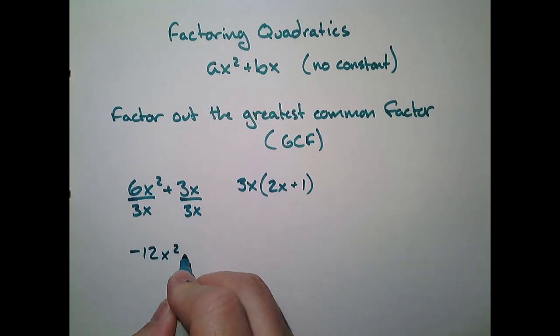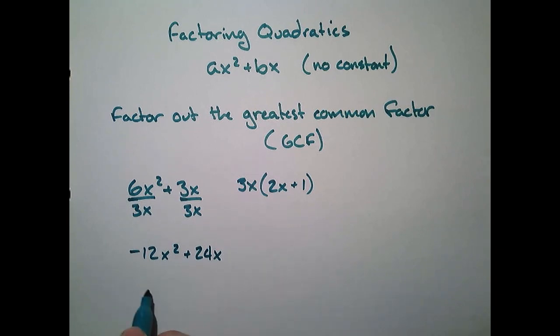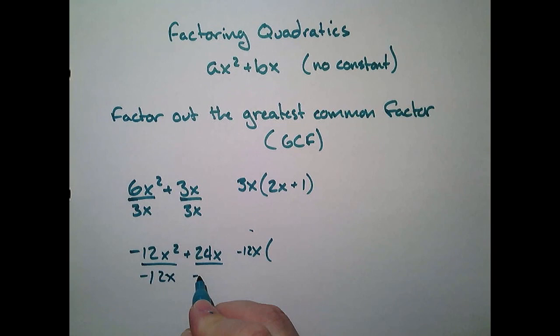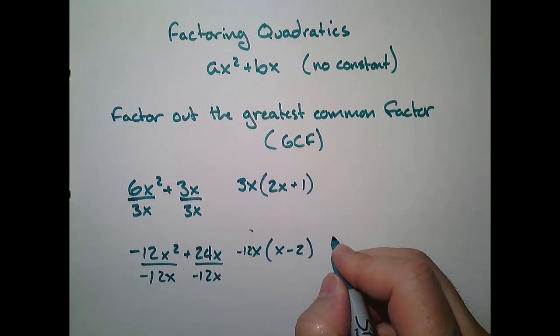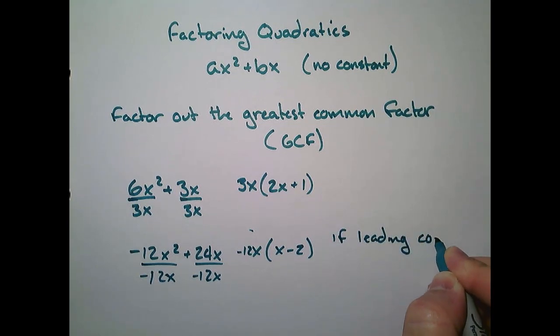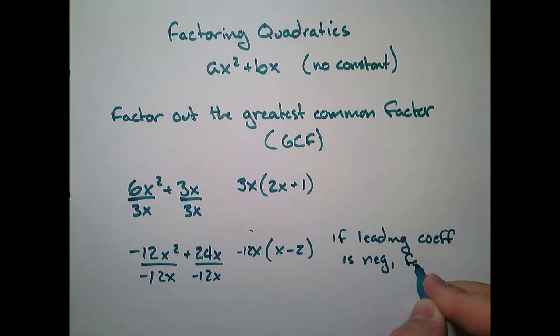Let's take a look at another example. I've got negative 12x squared plus 24x. Now, when we have a negative coefficient, we want to bring out our negative leading coefficient. We want to factor out that negative. So in this case, we're going to factor out a negative 12x. So we end up with x minus 2 when we divide it out. All right, so that's ax squared plus bx.